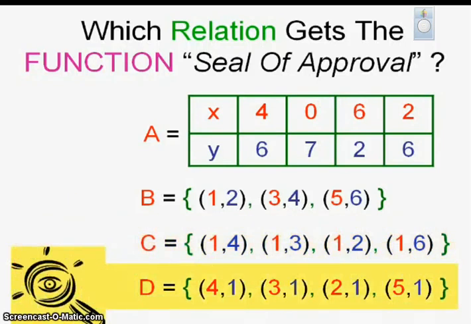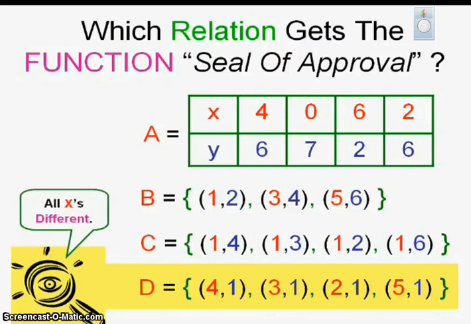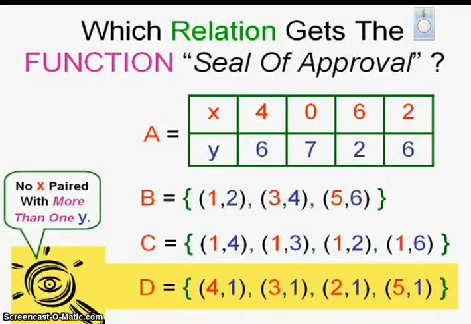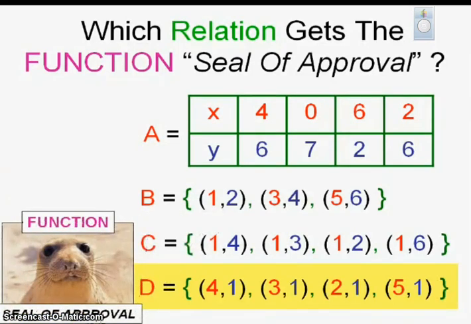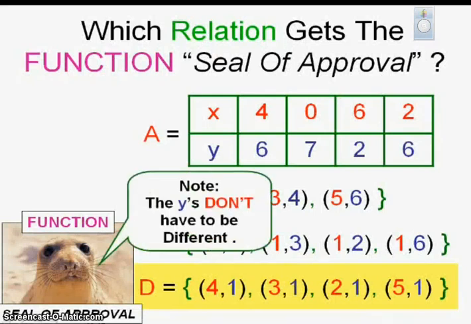Finally, D, this is a little bit confusing. D is a relation where all the x's are different: 4, 3, 2, and 5. They're all different. Now, they all get mapped to the same number, but no one gets mapped to more than one y. So, believe it or not, relation D is in fact a function. Note once again, the y's do not have to be different. It's the x's that have to be different. Not fair, isn't it? But that's the way it works. Every x gets only one y, or every input has only one answer, if you would.